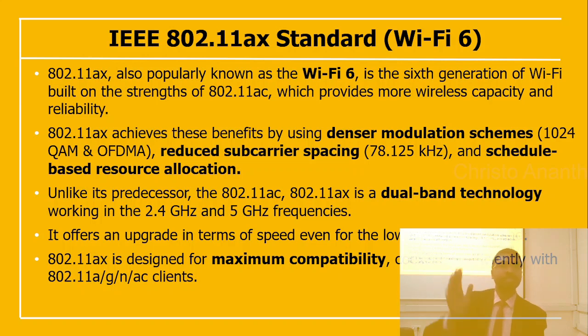So unlike the previous 802.11ac, this 802.11ax is a dual band technology that works in 2.4 as well as 5 GHz frequencies. So we'll have an upgrade in terms of speed even for the lower frequency band. 11ax is designed for maximum compatibility, coexisting efficiently with 802.11a, g, n and ac clients. So that is the advantage.